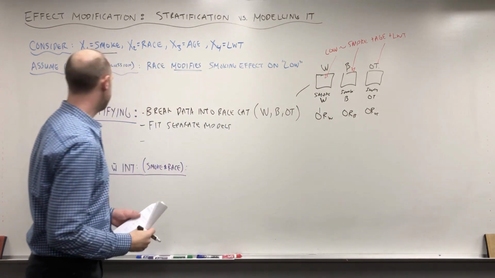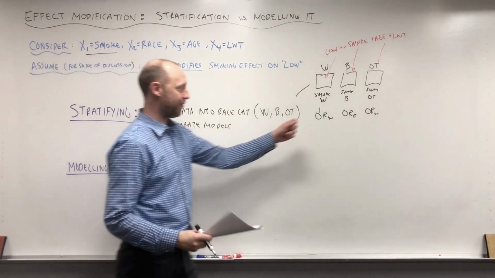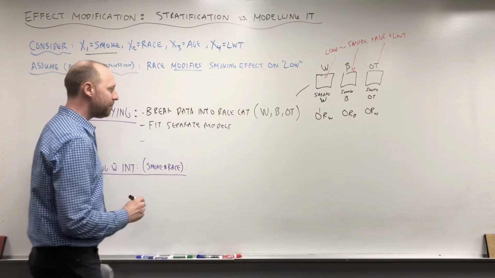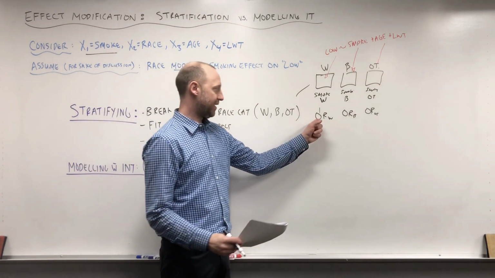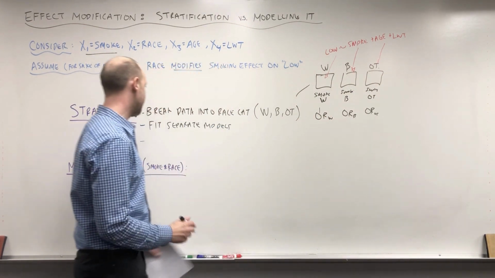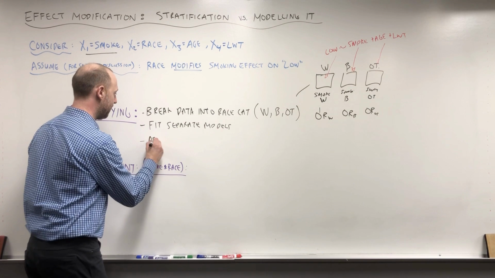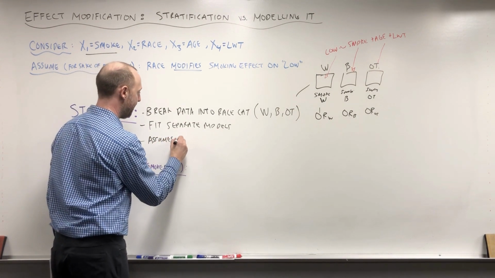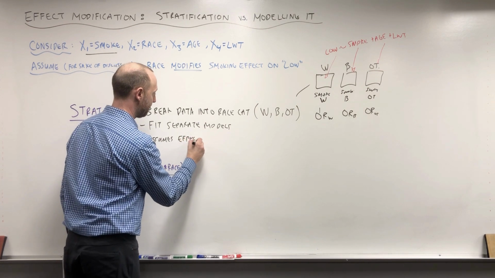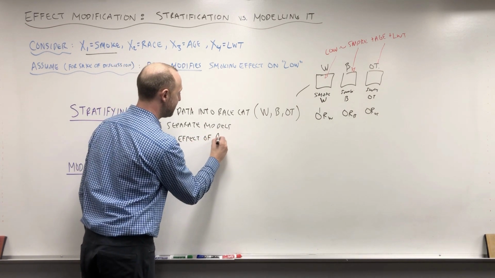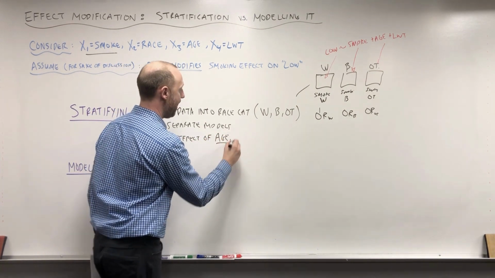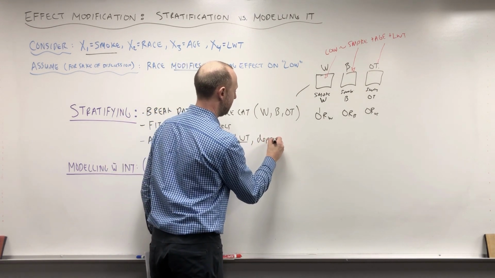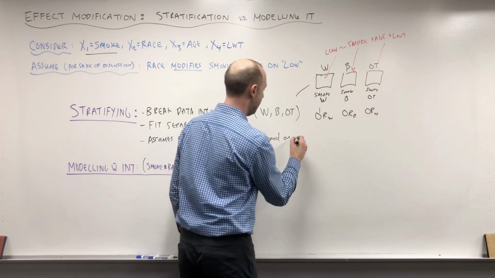And we said, we're going to start with that assumption that we need to have three different odds ratios, one for each race category. Okay? So this will allow us to get a separate odds ratio for each, but it also implicitly assumes the effect of age and LWT depend on race.